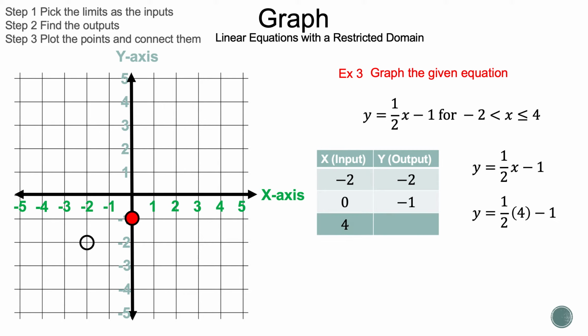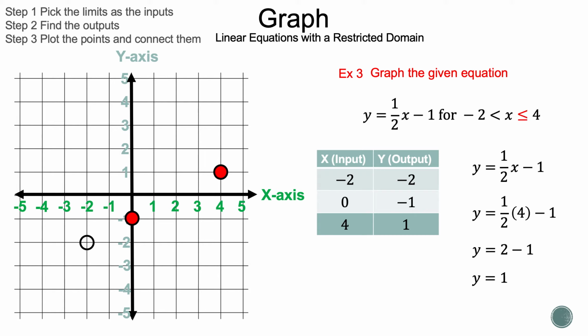Substitute 4 into the equation. Now we have 1/2 times 4 minus 1, and 1/2 times 4 is 2. And now we have 2 minus 1, and the result of that is 1. Put that value into the table. So now we have the point 4, 1. Let's go ahead and plot the point.